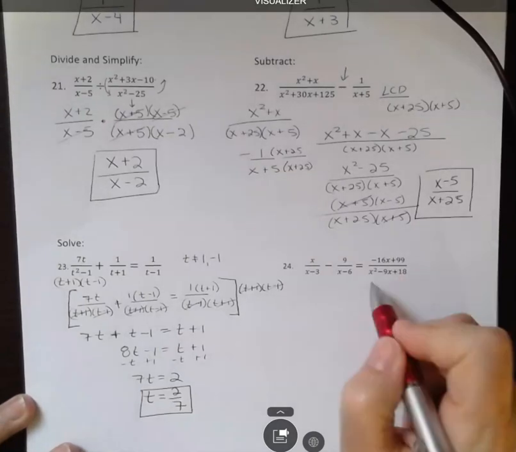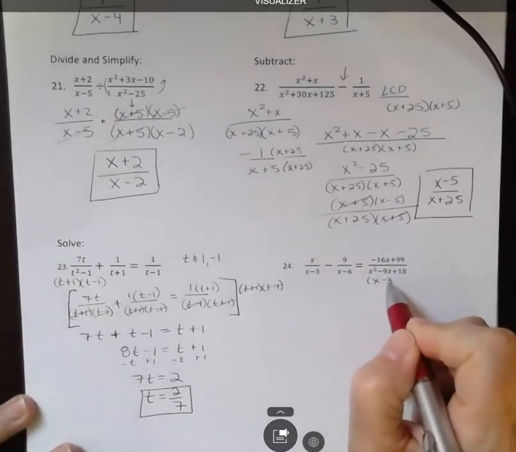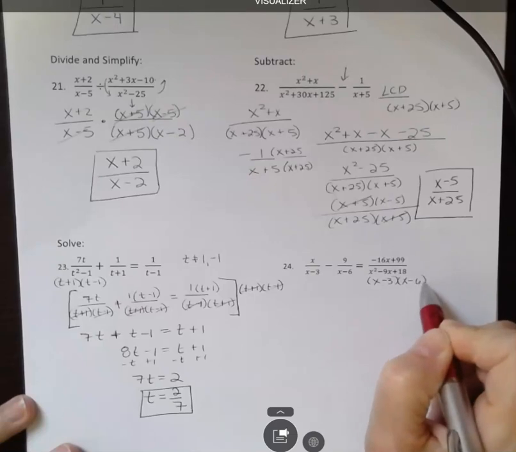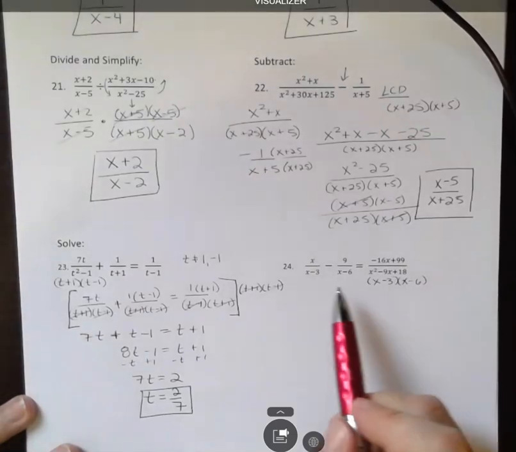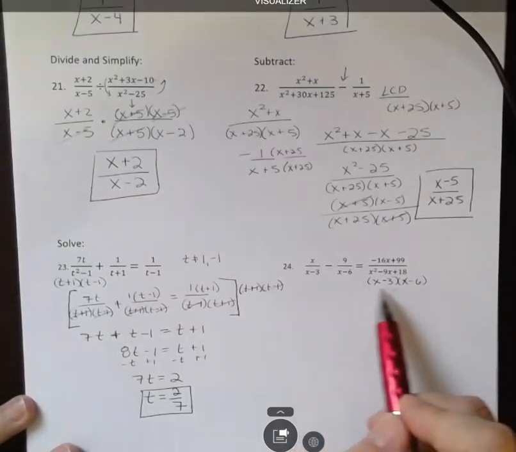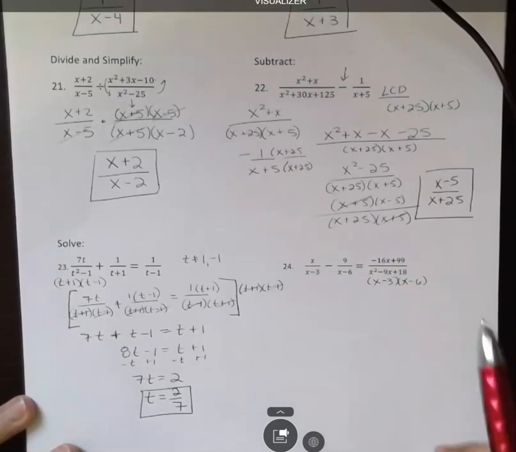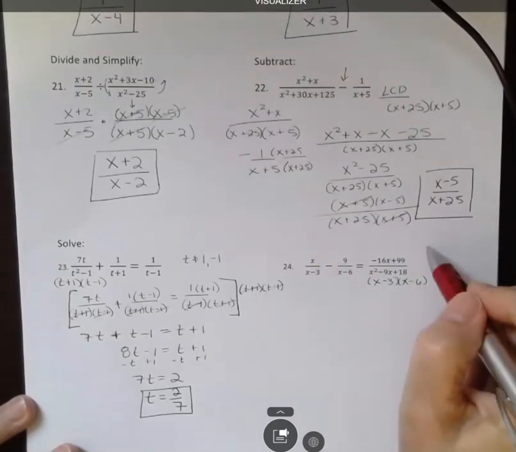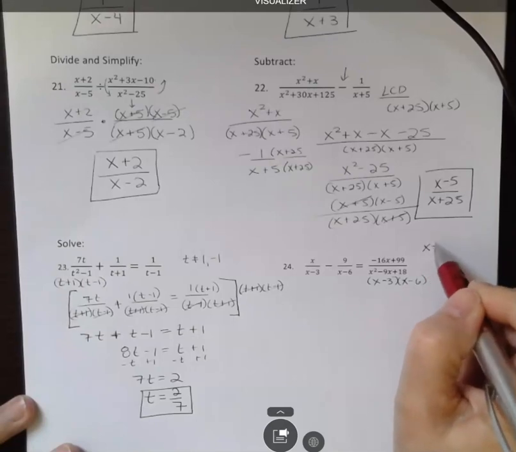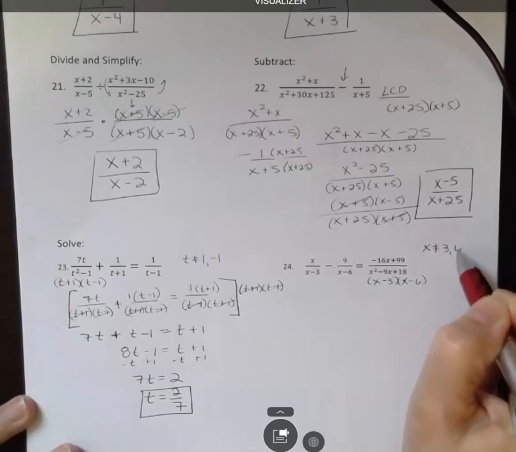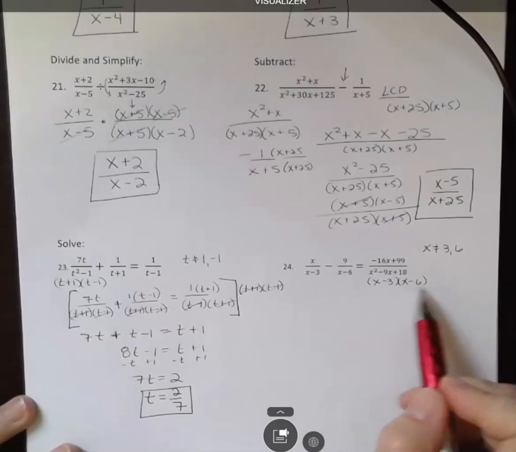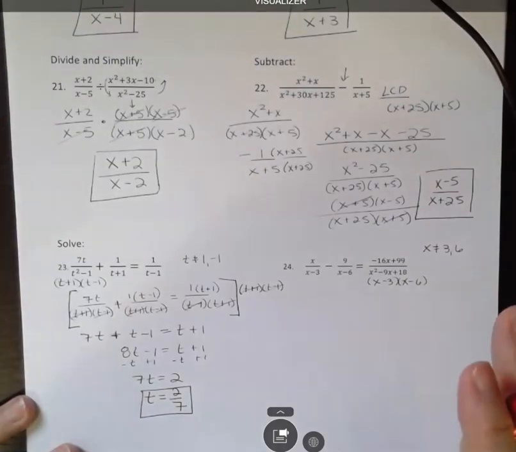This one, as it turns out, is going to factor to be x minus 3 and x minus 6, which is very convenient because that's what we have over here. So this is our LCD, x minus 3 and x minus 6. So what are the restrictions? Well, x cannot be 3 or 6. 3 minus 3 would be 0, 6 minus 6 would be 0, so it can't be either of those.